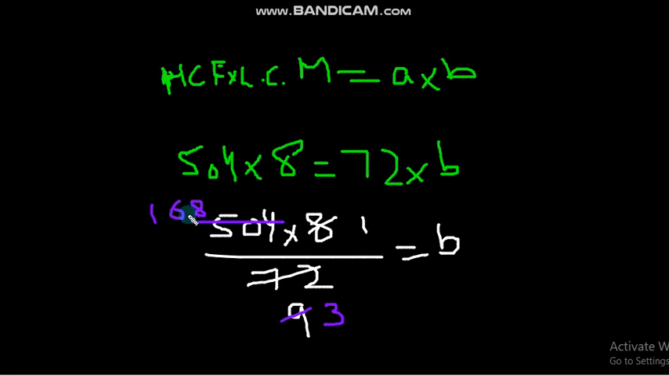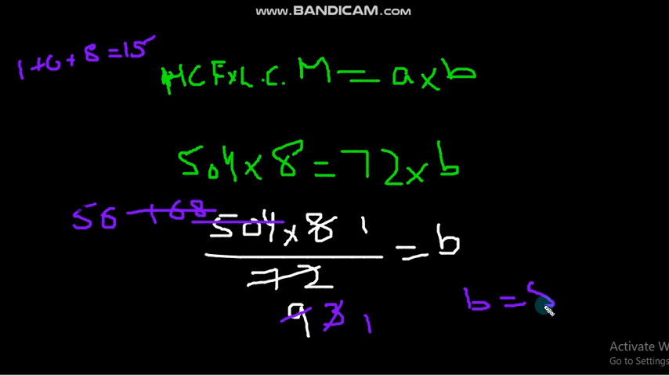Then 3 is there. We have 1 6 8. If we add 1 6 8, it gives 15. 15 is divisible by 3, so this number will be divisible by 3. So 3 ones are 3, 3 fives are 15, 1 carry 18, 6. Then the other number we have is 56.